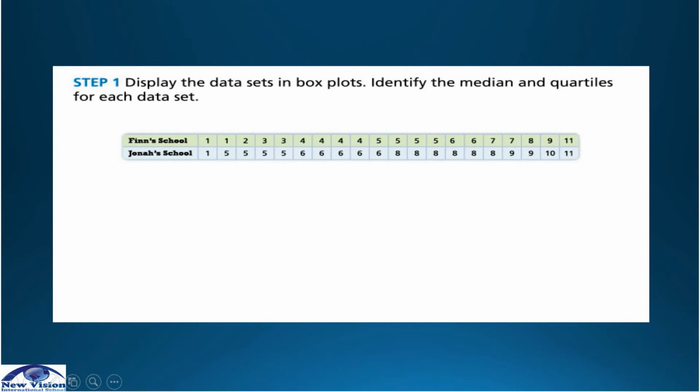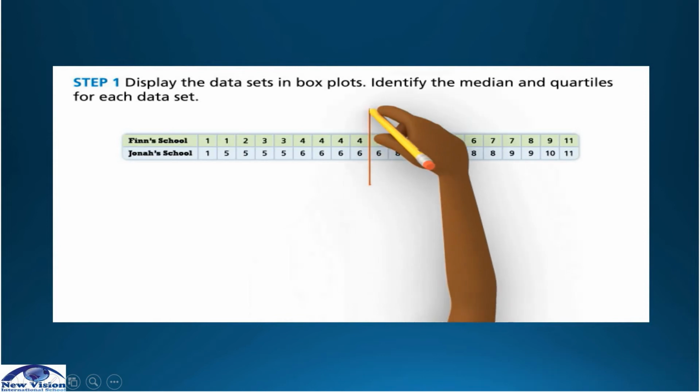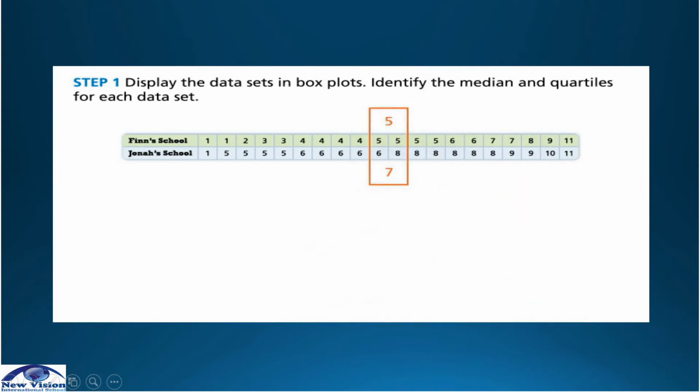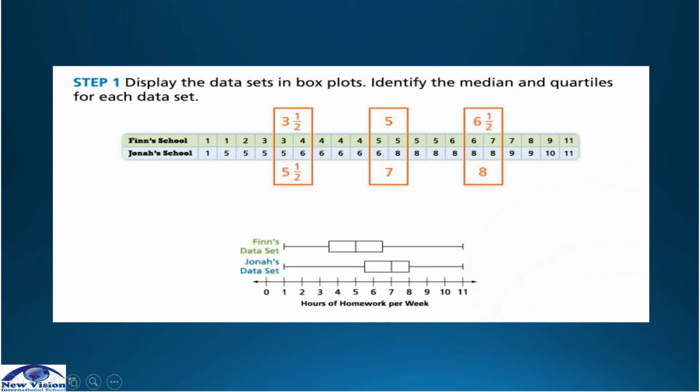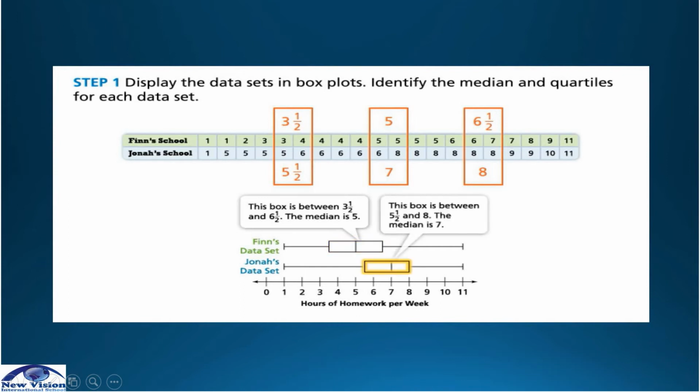Finn's first step is to display the data in box plots. Before he can construct either box plot, he needs to identify the median and quartiles for each data set. The box for Finn's data set is between 3 1/2 and 6 1/2. The median is 5. The box for Jonah's data set is between 5 1/2 and 8. The median is 7.